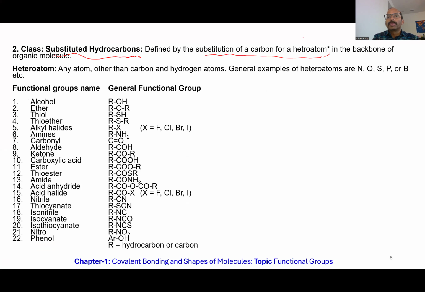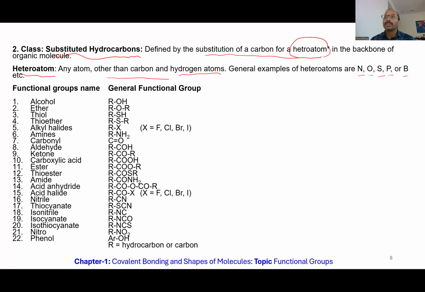a heteroatom. So what is the meaning of heteroatom in the backbone of an organic molecule? So any atom other than carbon or hydrogen is called a heteroatom. Generally, they are nitrogen, oxygen, sulfur, phosphorus, boron, etc. And these are the names of the functional groups.